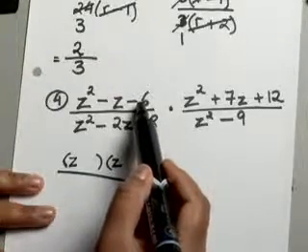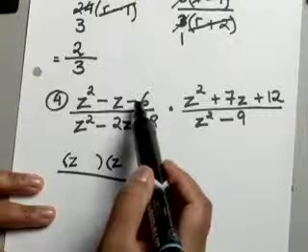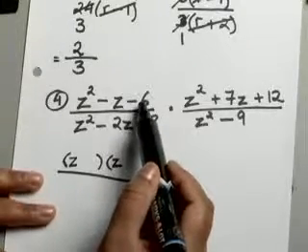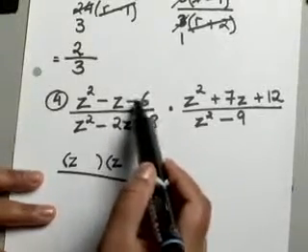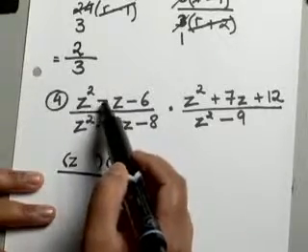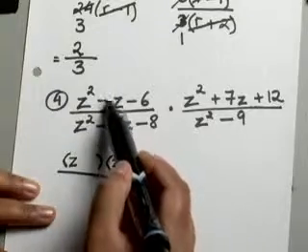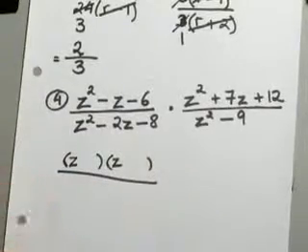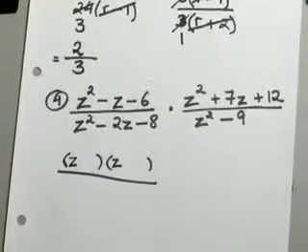trinomial, which is a negative 6, and you try and find factors of negative 6, which will of course multiply to give you negative 6, but when you add those factors, they will give you negative 1, which is the coefficient of your middle term here. You have to keep that in mind when you are factoring trinomials of this form.